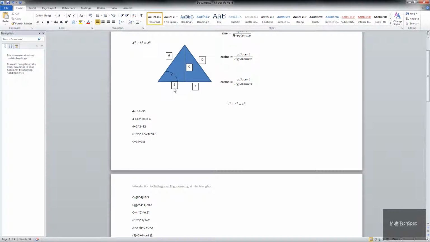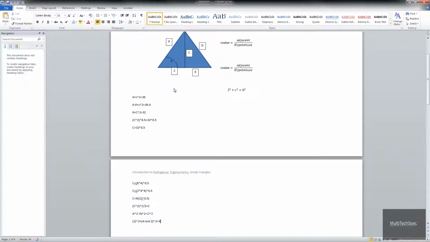Okay, all squared. Just call it root. I should have just done that before. It would have been a lot easier. 4 root 2 all squared is equal to, we'll call it 6, we'll call it x, x squared.